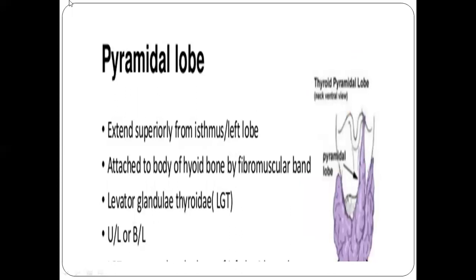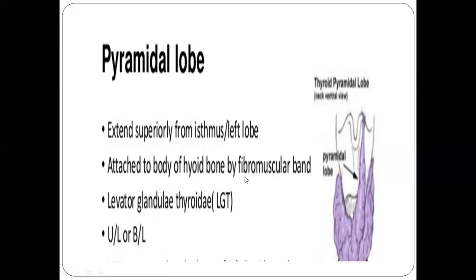Pyramidal lobe: this extends superiorly from the isthmus on the side of the left lobe. So this is actually left of the midline, a projection of the isthmus, and it attaches via a fibrous band or a muscular band to the hyoid bone, to the body of the hyoid bone, by fibromuscular tissue. It could be fibrous only, or muscular only. If it is muscular only, it is called levator glandulae thyroideae.